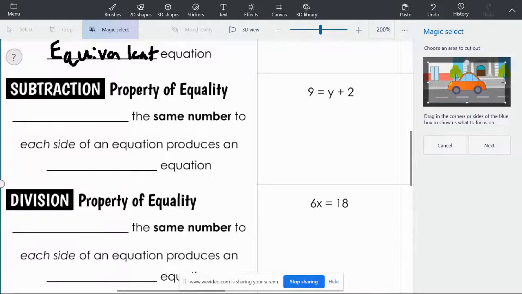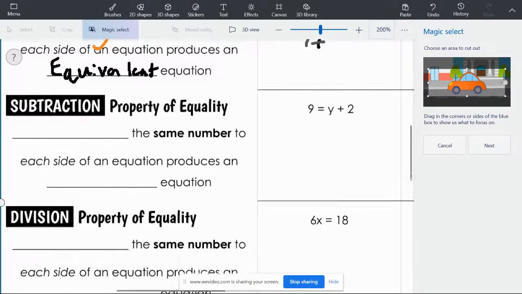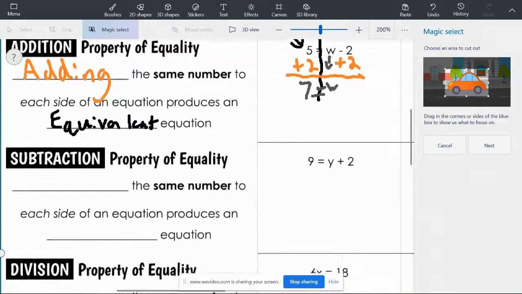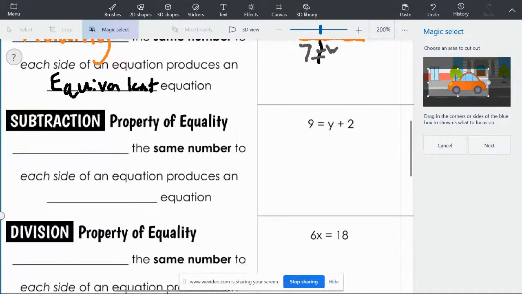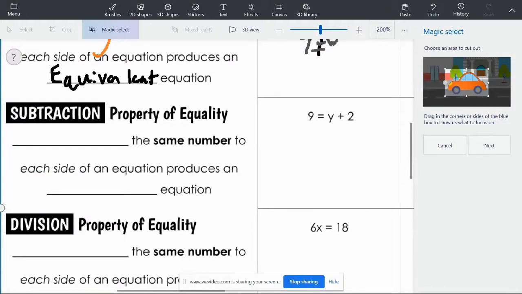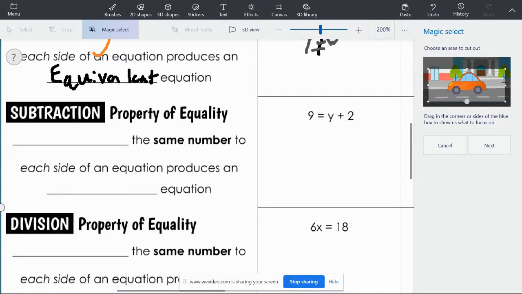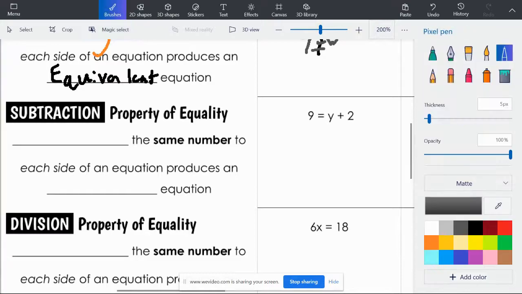The next one is the subtraction property of equality. The subtraction property of equality is going to be really similar to the addition property of equality, but all it'll say is subtracting the same number on each side of an equation produces an equivalent equation.